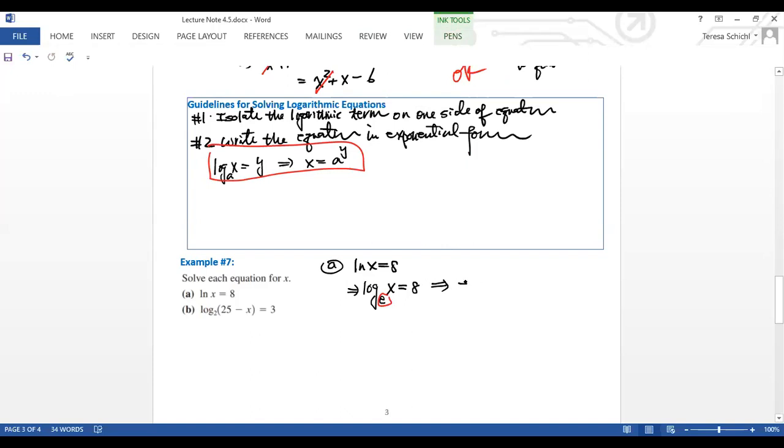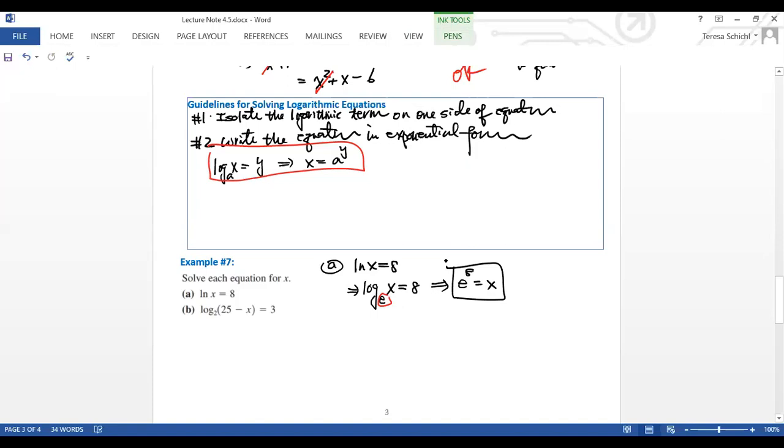So that means e to the x equal to what? Equal to the 8. No, I'm sorry. e to the 8, right? So e to the 8 equals x. And that is our solution here.